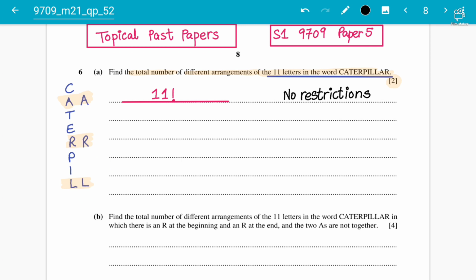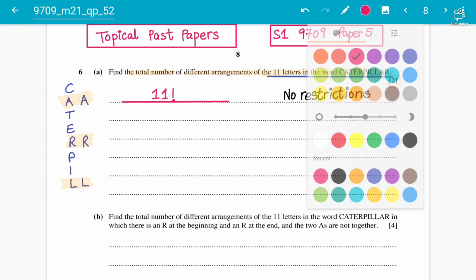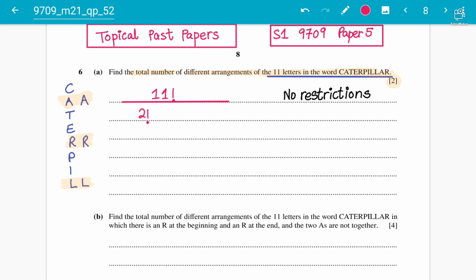Where we have two repetitive A's, two repetitive R's, and two repetitive L's. So that's why you're going to say it will be 11 factorial divided by 2 factorial for the two A's, 2 factorial for the two R's, and 2 factorial for the two L's. That is going to give you the final answer for 2 marks, students, because there is no restriction. So you will have to use this one. So here we go. The answer is coming, a huge answer, 4989600.